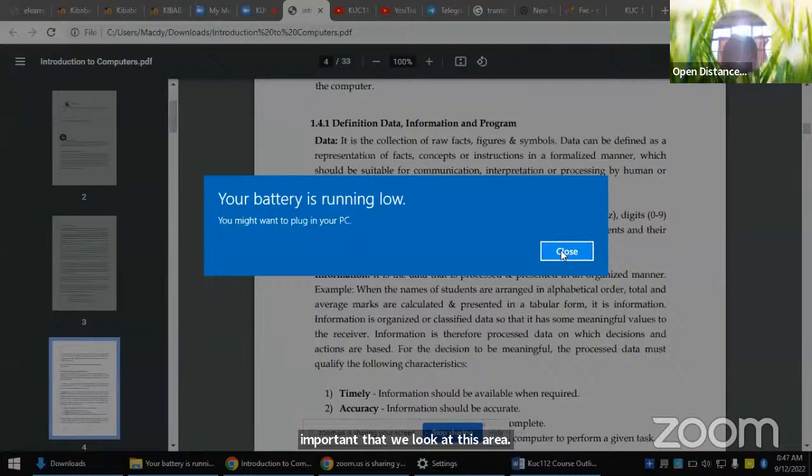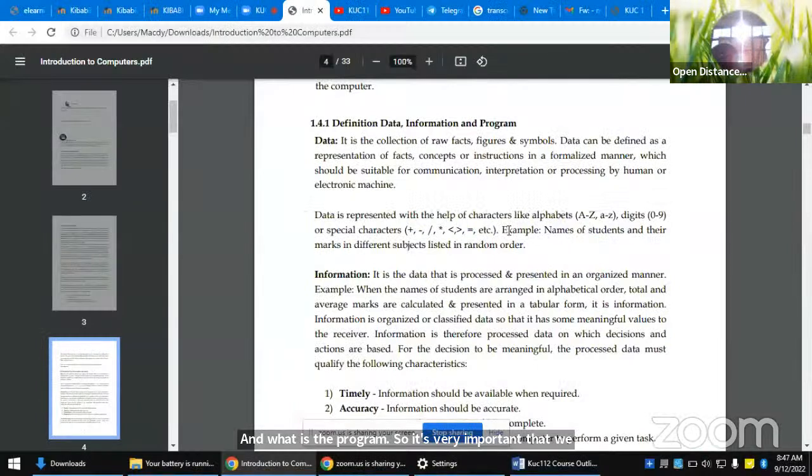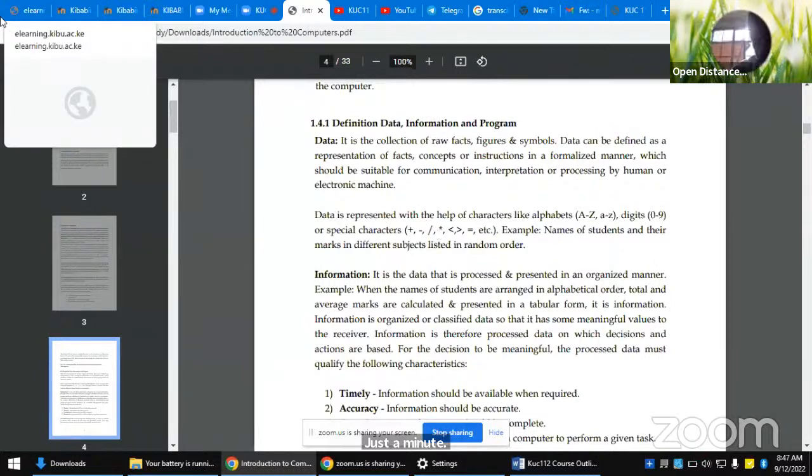Just a minute. Kindly assist me with the charger. Battery is going low. Give me a charger. Just a minute. I'm online. Let's just move on.